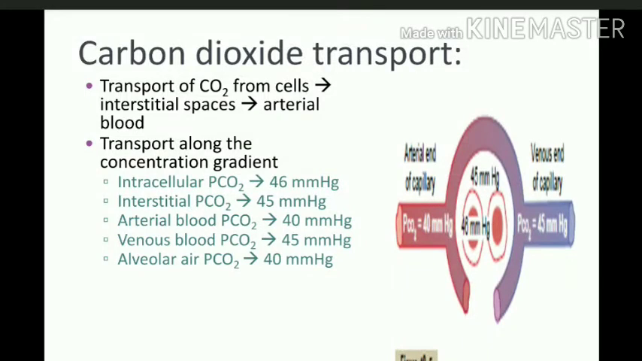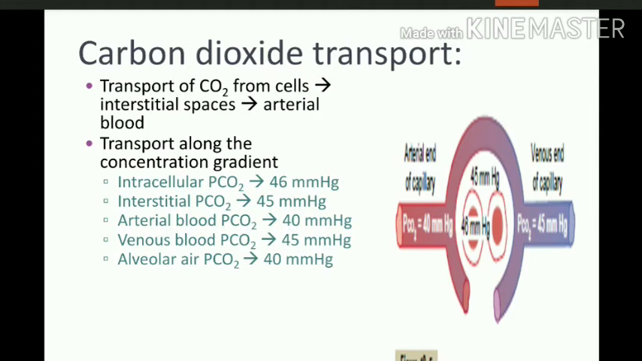Hello everyone, today we'll discuss carbon dioxide transport. As we all know, due to metabolism, carbon dioxide is produced in our body cells. This carbon dioxide is transported from the tissue cells to the lungs, and this transport is facilitated by blood circulation and diffusion of the gas along the pressure gradient. Now we discuss the pressure gradient.